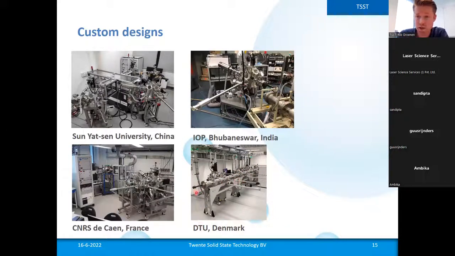It's a transfer line, 6 meters, connecting four PLD systems, a sputter chamber. So this is also now a product that we have developed and it could be interesting to connect multiple systems, which we see more and more often.